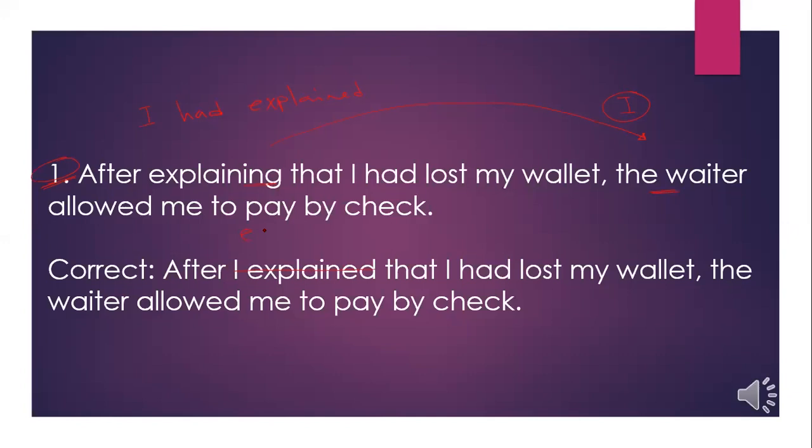ماشي؟ وهقول إيه؟ after explaining that I'd lost my wallet، I مثلا was allowed by the waiter, I was allowed by the waiter to pay by check. وفي الحالة دي يبقى كده ال subject اللي being described by the modifier جه بعد الكومة. اوكي، يبقى انا عندي حلين، يا اما هفك المودفاير لsubject to verb، يا اما هجيب السبجكت الصح بعد الكومة.